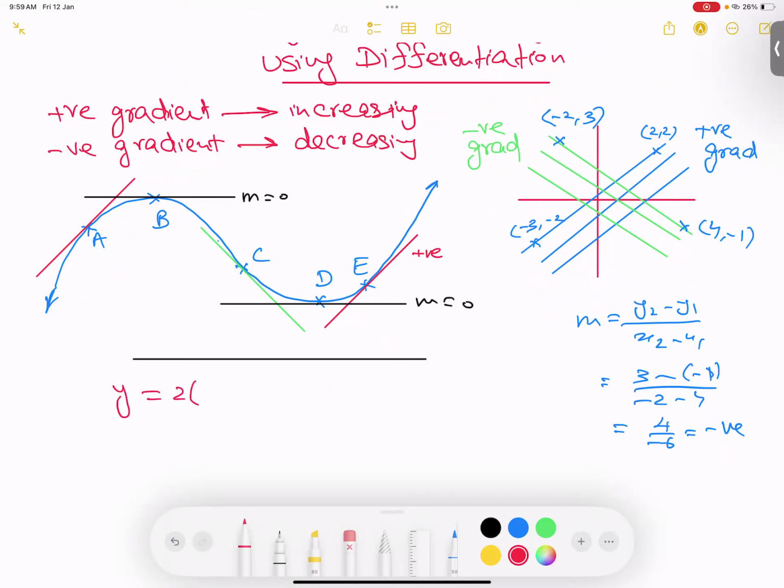For example, 2 outside, 3x to the power 2 plus 1 to the power 3. I have to check whether this function is increasing or decreasing without sketching. How can we do it? Let's start. Bismillah ar-Rahman ar-Rahim. I will find the derivative. 3 will come down, as you know.